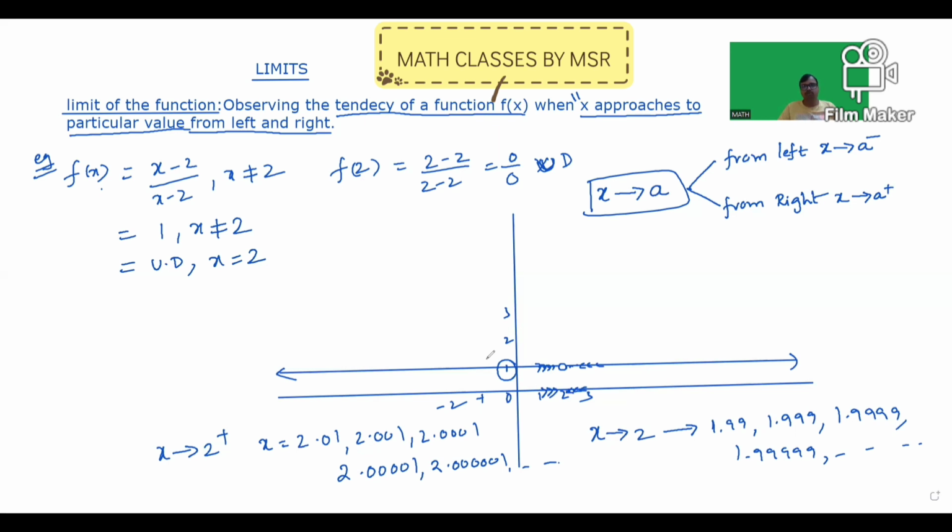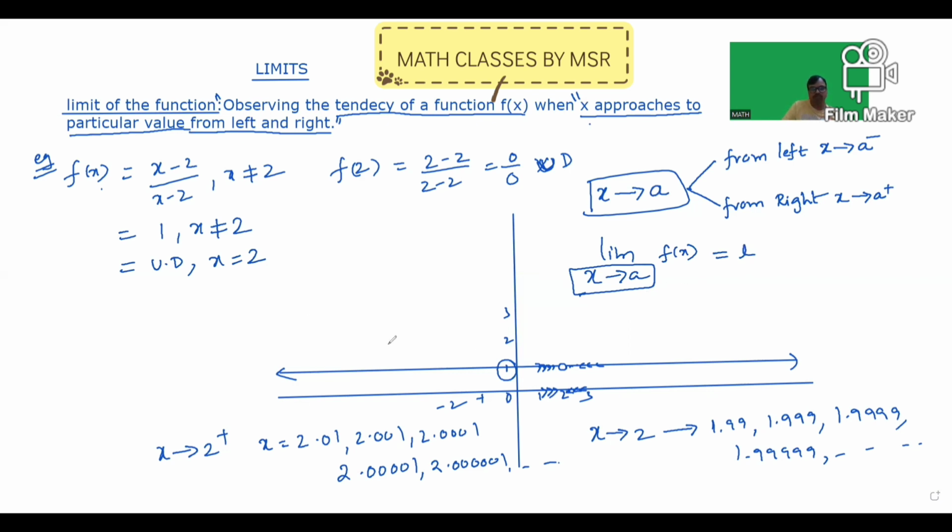It means x is approaching a, but f of x is approaching some particular value L. That means limit x tends to a. In short, how do you define this? The other way of writing this statement is limit x tends to a. When x approaches a particular value, what is the meaning of this? X approaches a means x approaches a particular value from left and right. Then what is the tendency of the function? The function's tendency is approaching some particular value, right? Some L, say suppose.